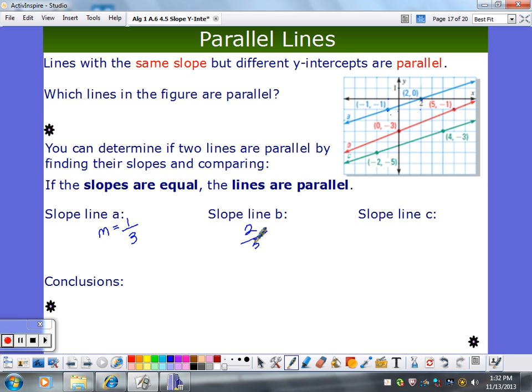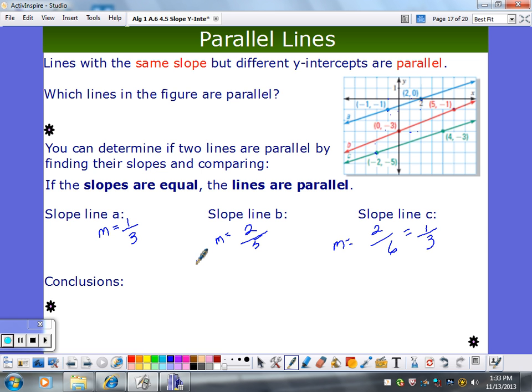You can't tell if I'm doing it right, so you check on me. Let's make sure. And now let's look at line C. I go up 2, and then how far right? 1, 2, 3, 4, 5, 6. So the slope is 2 over 6. Do I leave it 2 over 6? What do I get then?